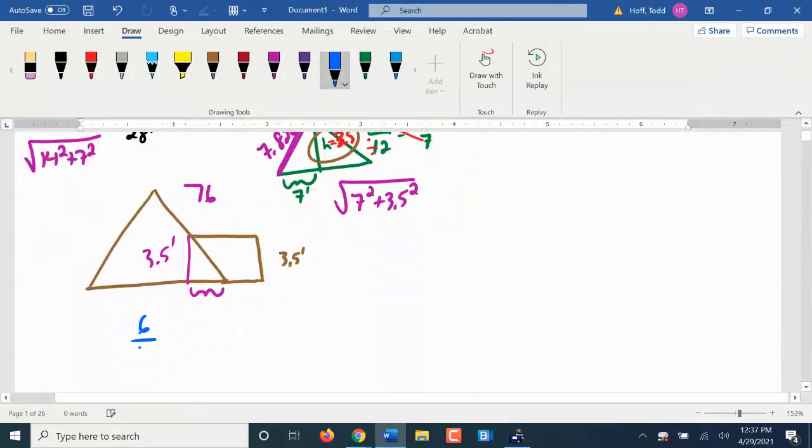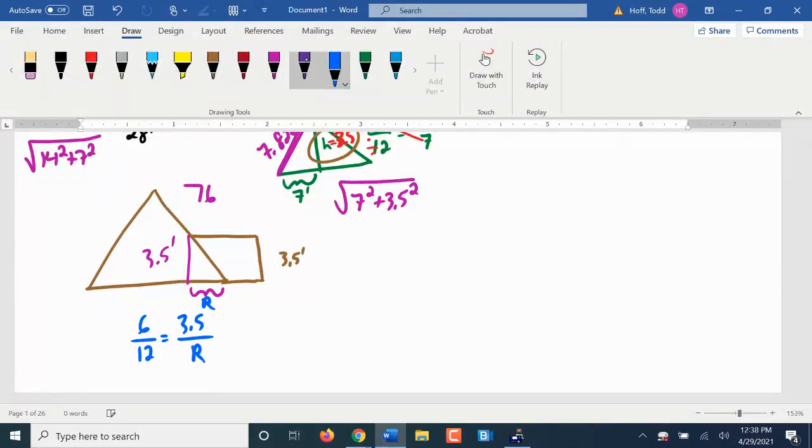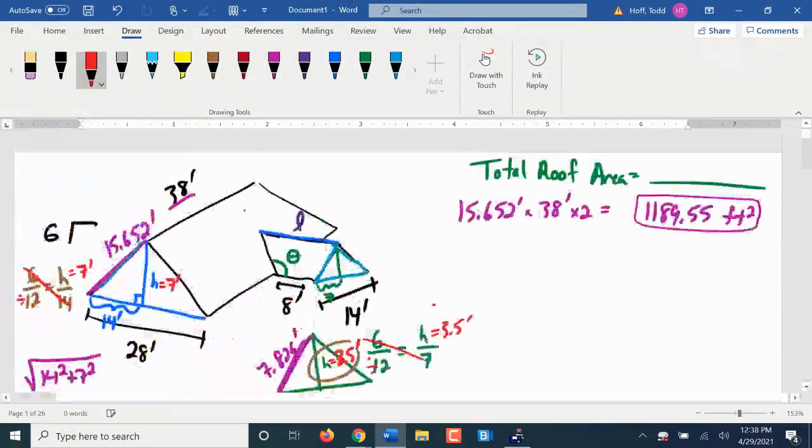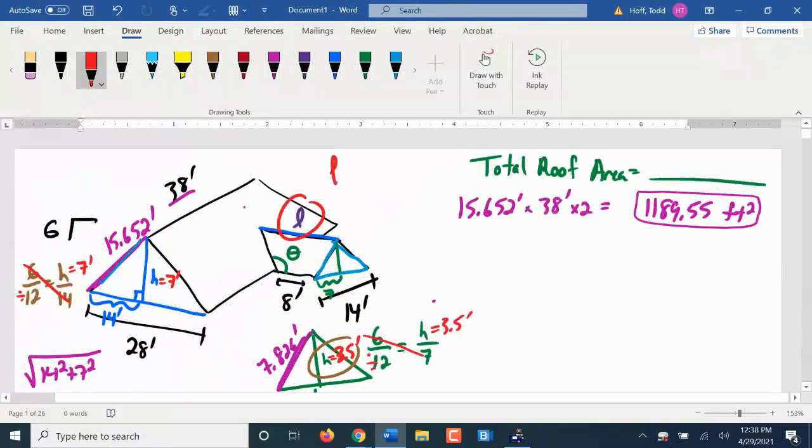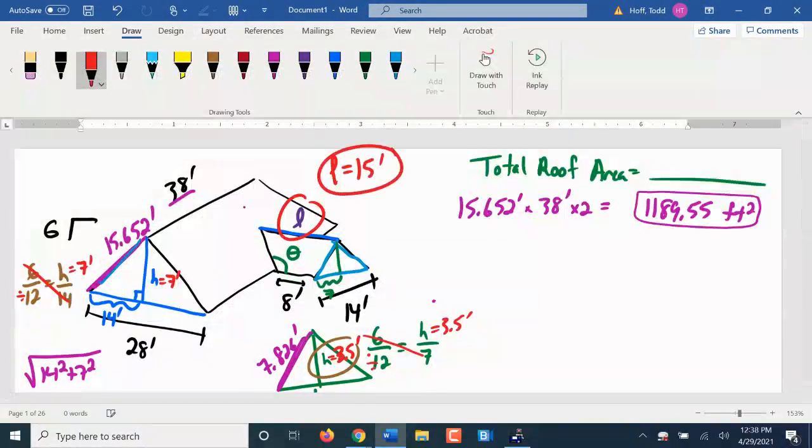So we have 6 over 12 equals 3.5 over, we'll call that R for run. And if we cross multiply and divide there, we get that run is 7 feet. So that means from here to here is 7 feet. This piece was 8 feet. So that total length of our ridge L is 8 plus 7, or 15 feet. So we have that portion figured out.